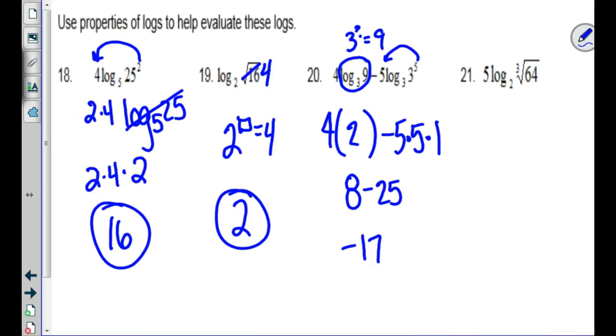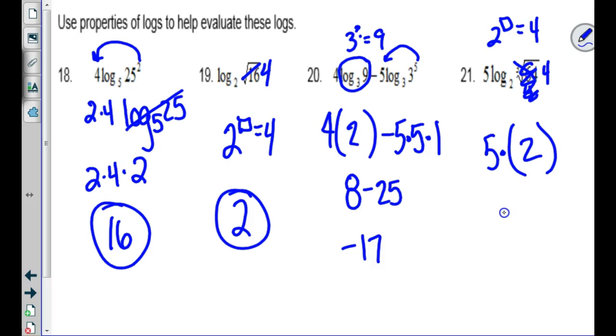Does anybody know what the cube root of 64 is? It's 4. So we have a 5 times log base 2 of 4. So 2 to what power equals 4? Second. So 5 times that would be 10. All right. Any questions, since I'm not taking your calculator away?